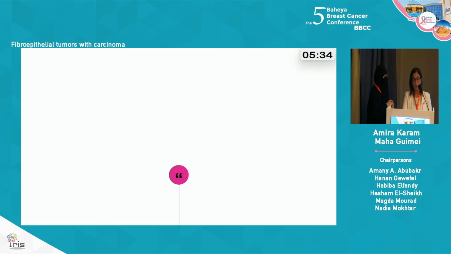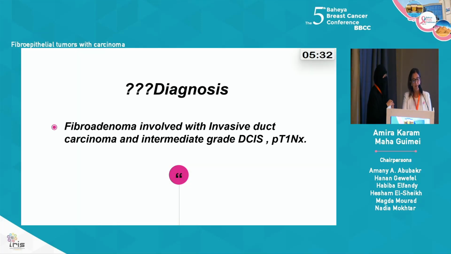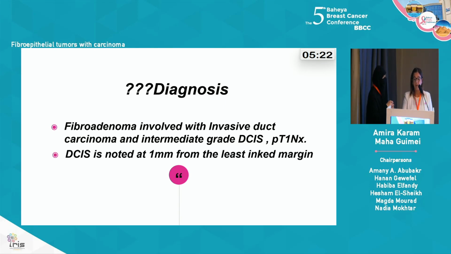So our report was fibroadenoma involved with an invasive duct carcinoma and an intermediate grade DCIS. This was a PT1NX. We don't have the lymph nodes because this was excised as if it was just a fibroadenoma. We have to report that the DCIS was found at 1 millimeter from the margin because this necessitates further or wider excision.